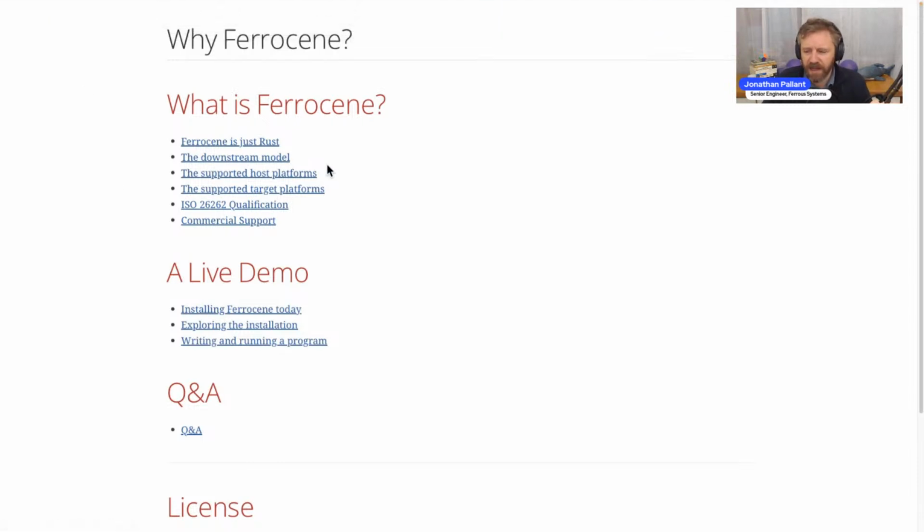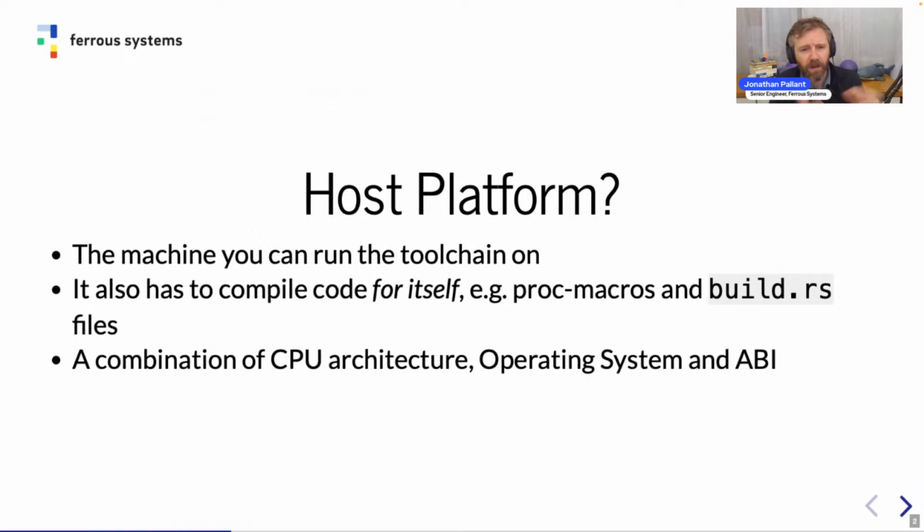So we talked about it being a downstream of an upstream. Now let's get into a little bit about the supported host platforms and the target platforms. So a little clarification here. When we say host platform, we mean the machine you are running the compiler on, which also has to compile code for itself because we have procedural macros and build scripts which execute at compile time. So the host ends up being a target as well. That's not necessarily the case with C compilation. But yeah, here, Rust is a cross compiler by default, and the host is a target.